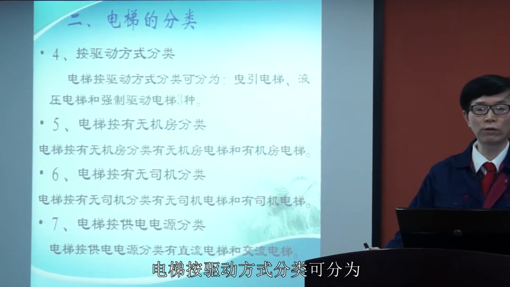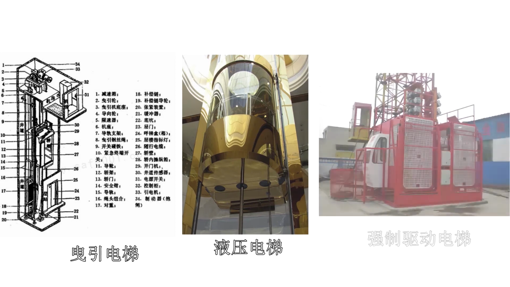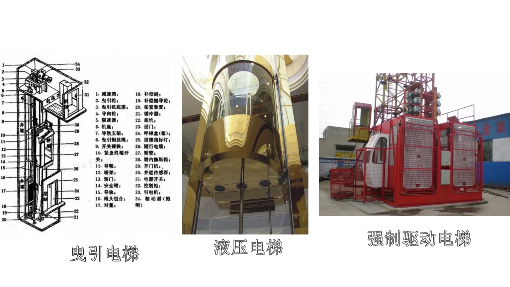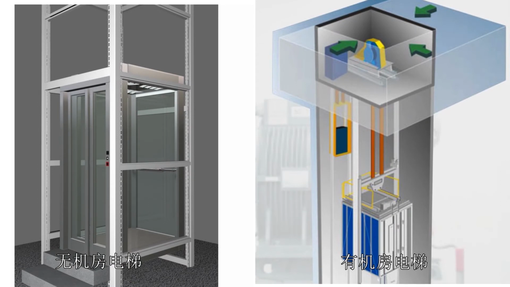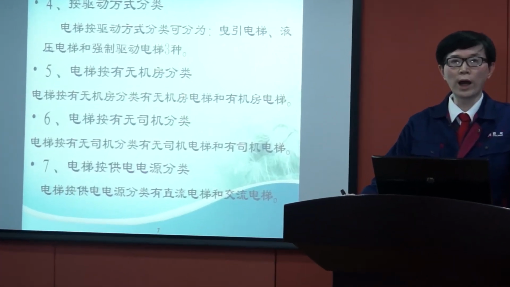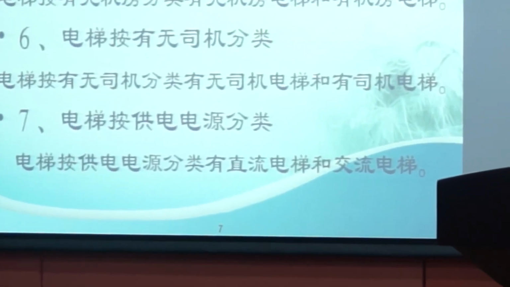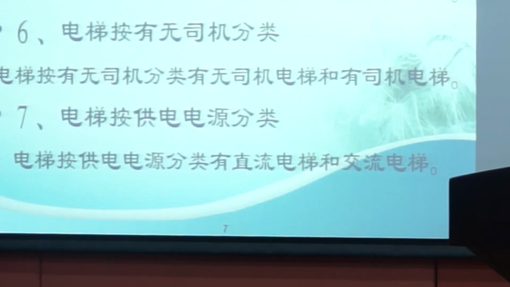If the elevators are classified according to the driving mode, they can be divided into traction elevators, hydraulic elevators, and compulsory drive elevators. If classified according to the machine room, they can be divided into elevators with no machine room and elevators with a machine room. If classified according to the drivers, they can be divided into driver's elevators and driverless elevators. If classified according to power supply, they can be divided into DC elevators and AC elevators.